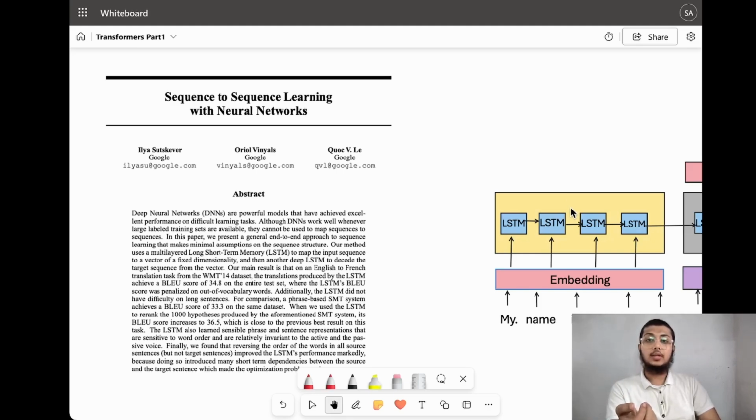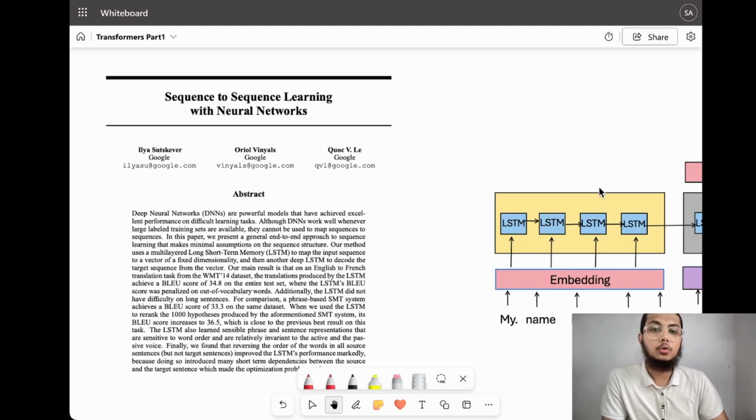We are going to read that now, and this whole origin story is actually made up of three research papers. So I will give you a little introduction about all three research papers and try to create a narrative around them so that you understand this whole origin story properly. First of all, around 2014 to 15, a very impactful paper came on sequence to sequence learning with neural networks.